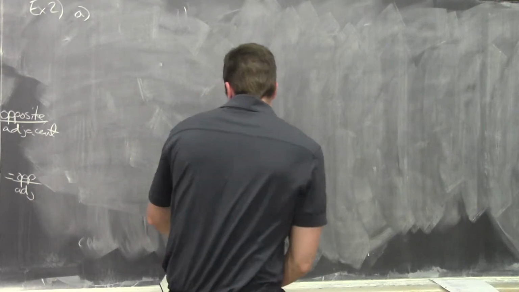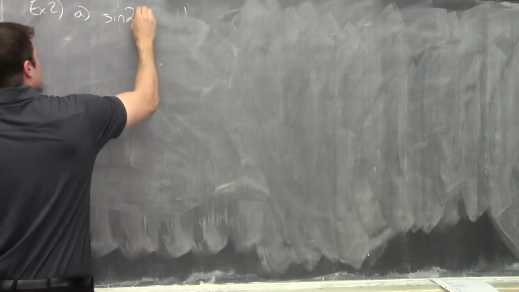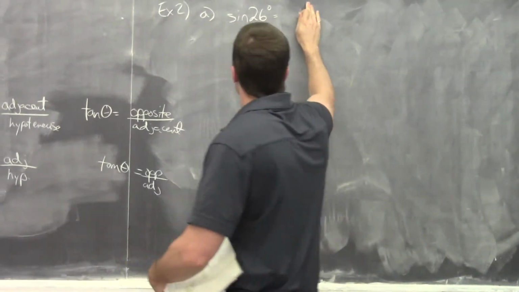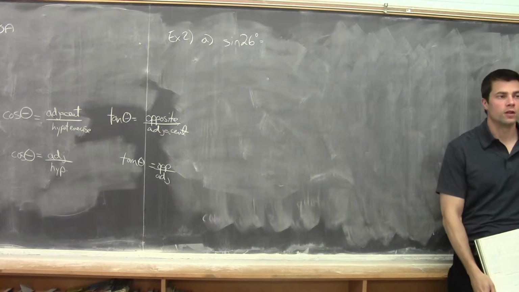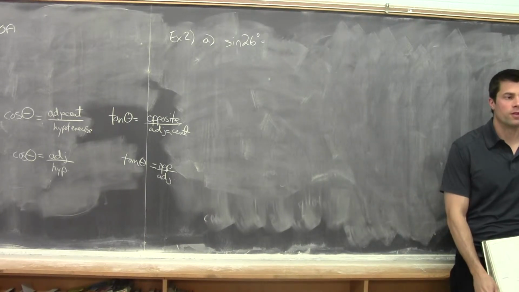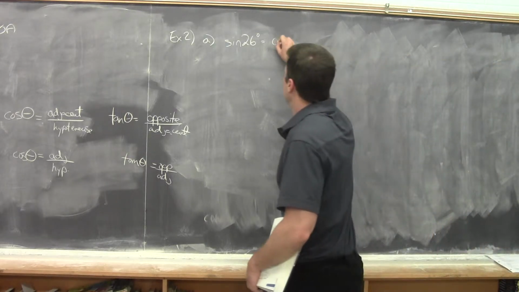Alright, so this just says evaluate the following to 4 decimal places. So sine 26 degrees. You can tell me what that is. 4 decimal places. Make sure you take the 5th decimal place and round the 4th. Luigi. 0.4384.